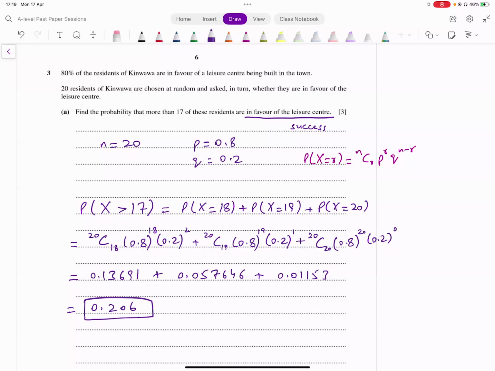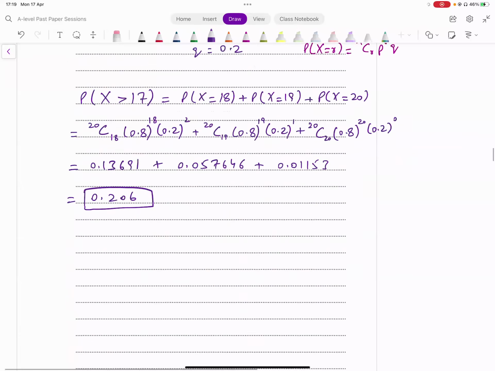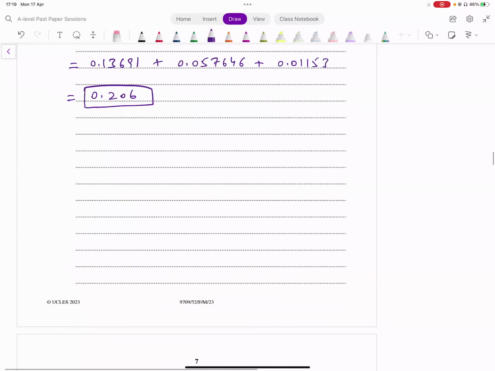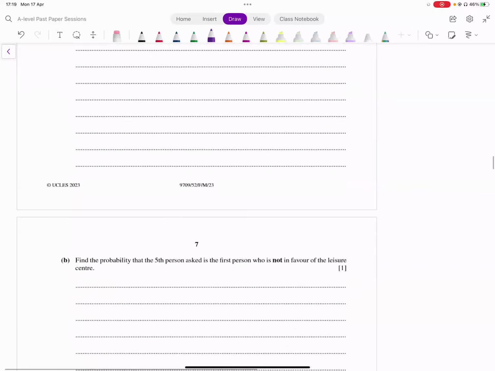Okay, I hope that makes sense. This is what we had to do here. ये आपने ये सारे कैलकुलेट कर लिया, ये probability कैलकुलेट कर ली, greater than 18 वाले सारे केसेस ऐड कर लिए. ठीक है, let's move on. So this was question number 3, part A. Let's have a look at the second part now.